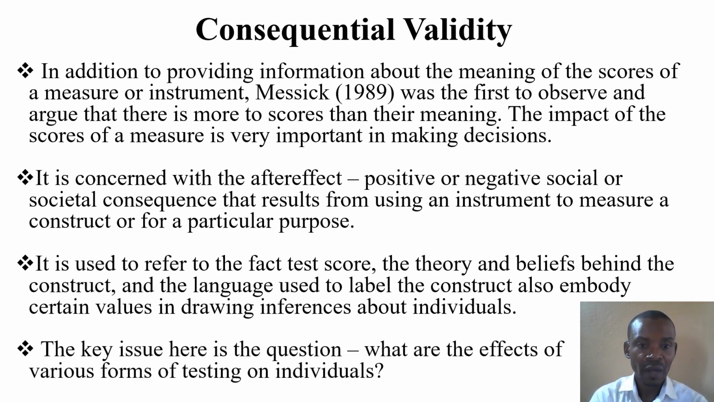So consequential validity is used to refer to the fact that the test scores, the theory and belief behind the construct, and the language used to label the construct also embody certain values in drawing inferences about the individuals who responded to the instrument. That is why the key question in consequential validity is what are the effects of the various forms of testing an individual. So it is not enough to just interpret the score, but the consequences are needed.